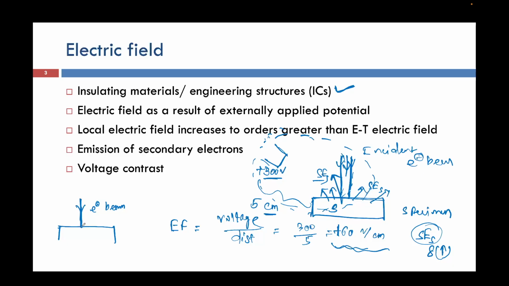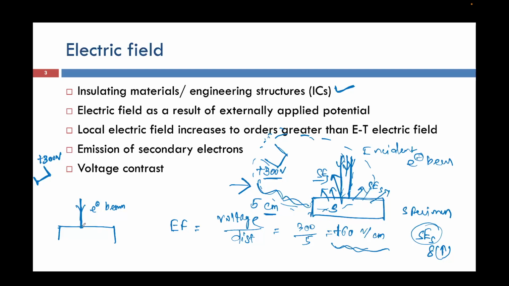So here, let's say my plus 300 volt is there. However, in a bulk scale, the distance was 5 centimeter. That is why I was doing 300 by 5. But now what will happen if I am talking in terms of a localized scale?